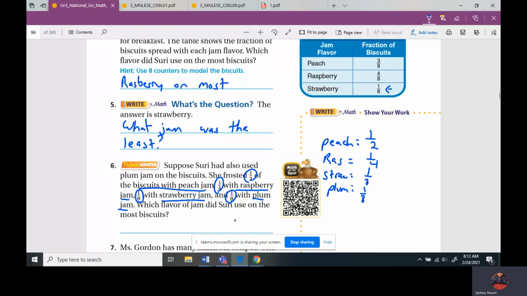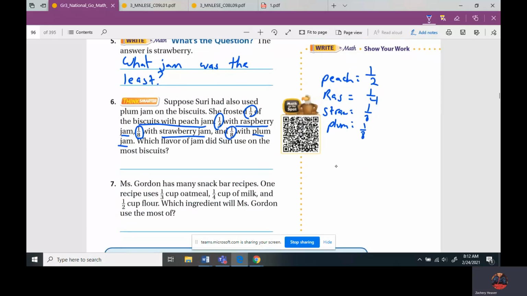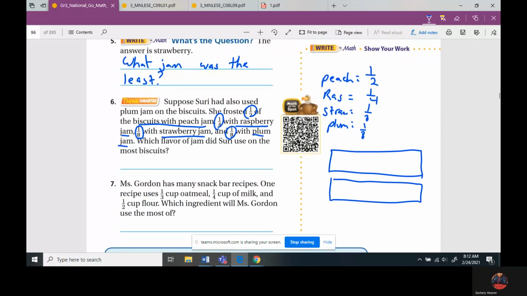Well, look, they all have the same numerator. But the denominators are different. Remember, the bigger the denominator, the smaller it is. So we could have a model. Let's make 3 models because the last 2 are the same. This is going to be 1/2 or peach. This is going to be 1/4 or ras. And this last one's going to be straw and plum, which is 1/8.